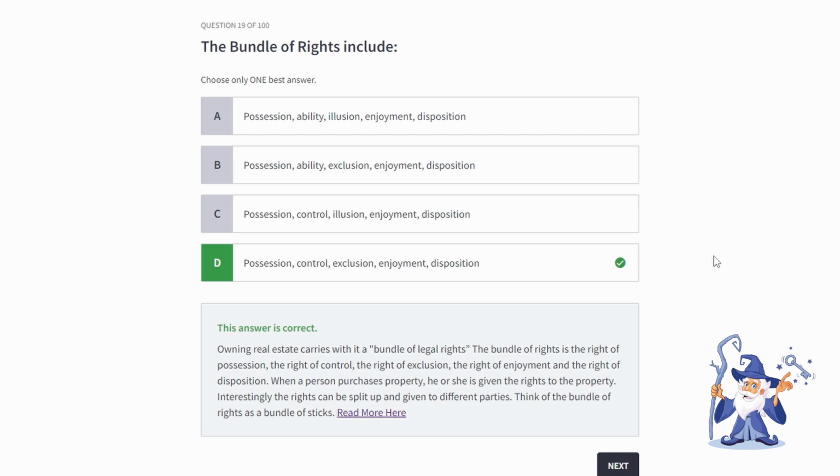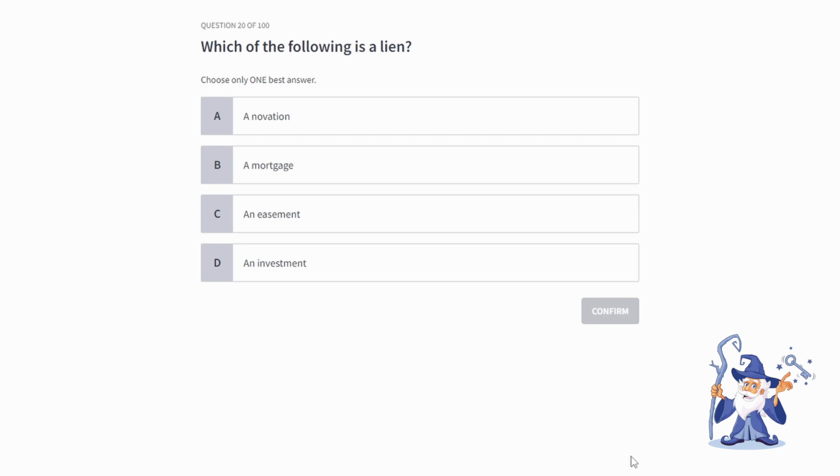I won't get too much into what those are. We might talk about those later. But essentially, those are your rights to do what you want with the property. And obviously they have their different meanings, but a good way to think of a bundle of rights is like a bundle of sticks, because you can split them up if you want, give them to another party, or just keep them all to yourself. Completely up to you.